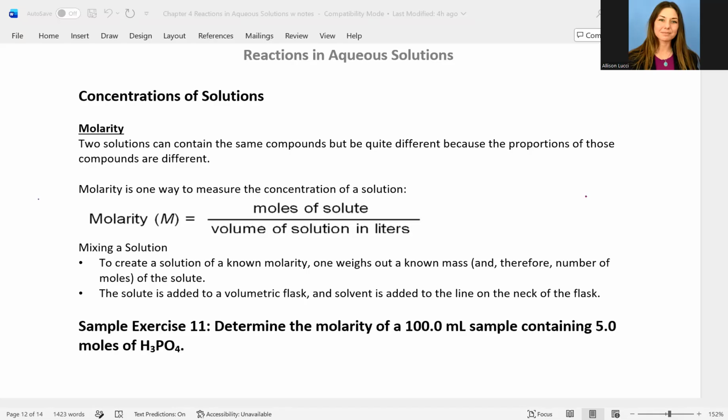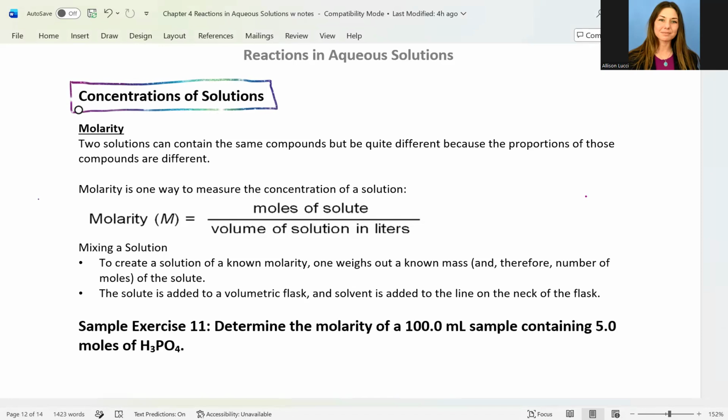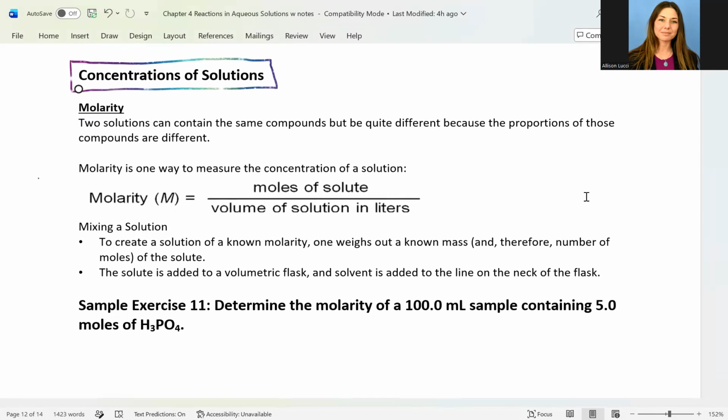In this next video, I'm going to introduce this concept of concentration. Specifically, we're going to talk about the concentration of our solutions. And the first unit of concentration that we'll talk about, and the main unit that we're going to use, is something called molarity. So we can have multiple solutions or two solutions containing the same compound.